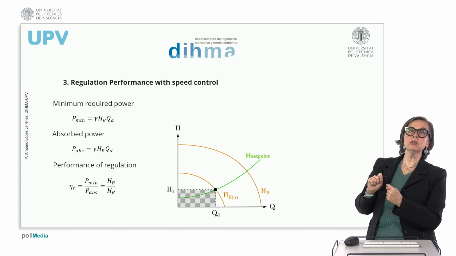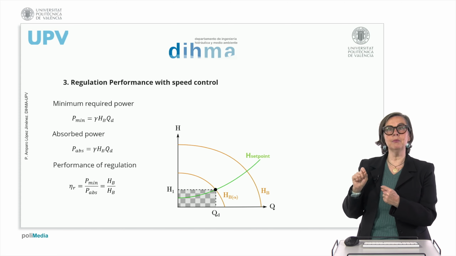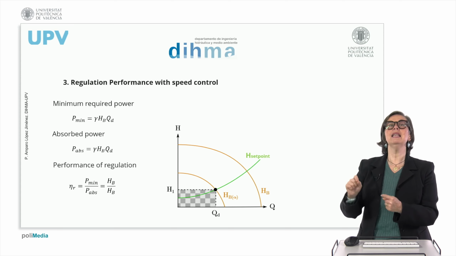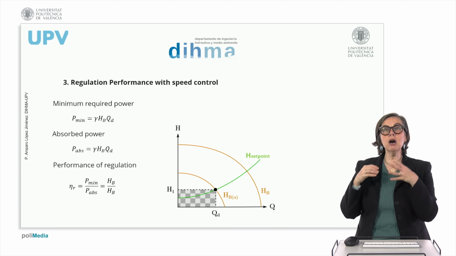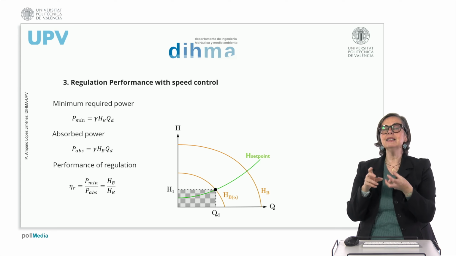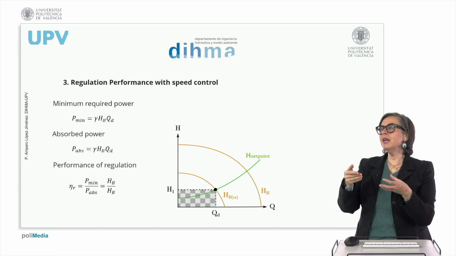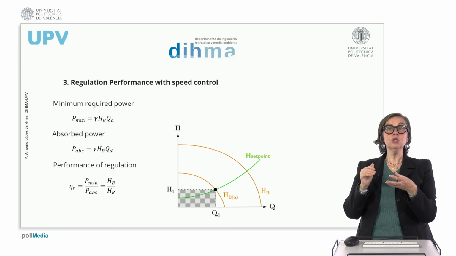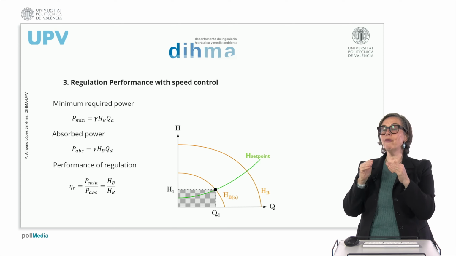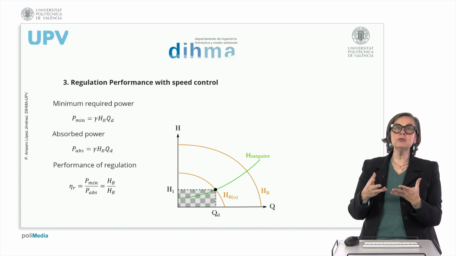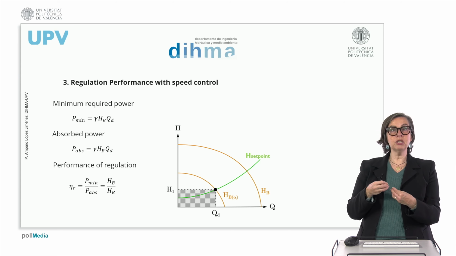This regulation, by considering a change in the speed of the pump, can give us the best performance in any case because we adapt the system exactly to the required flow and the required head, so giving us 100% of performance. This is the best regulation way when we can have this control of the speed in the system.